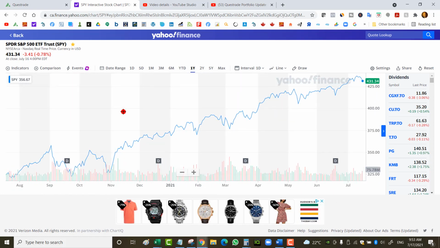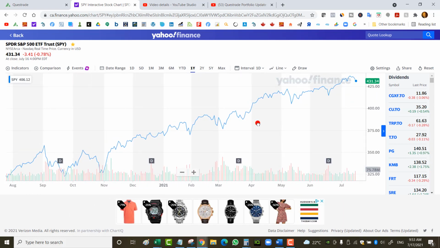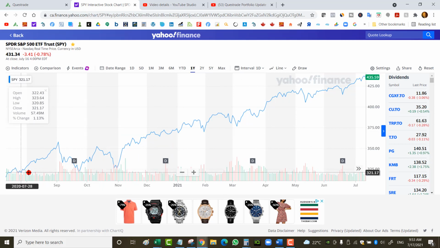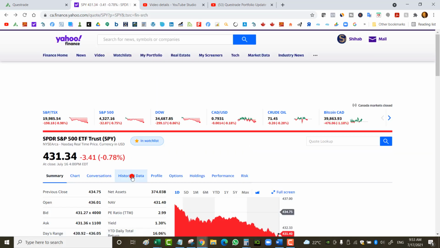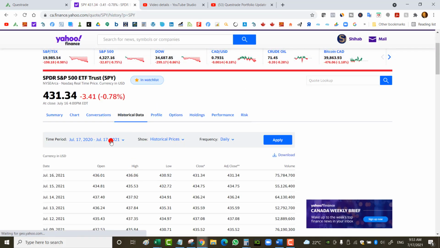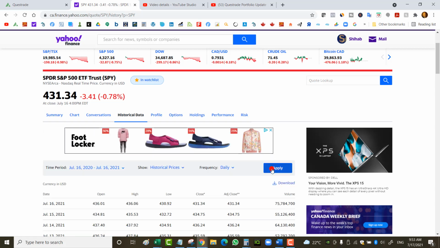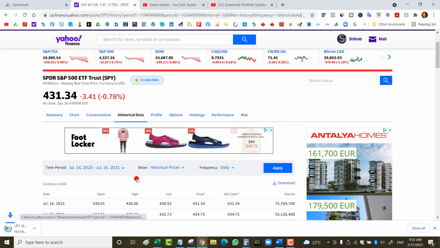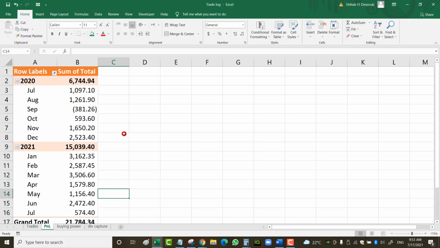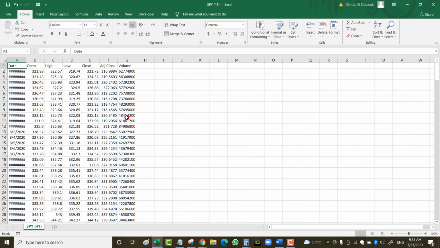Another thing I would like to mention with buying the ETF is, what if I was dollar cost averaging? What if I was buying the ETF every day, just dollar cost averaging? My return would not have been 34%. So I'm going to go to my favorite historical data here. I'm going to take a 1-year period, click apply. I'm going to download the spreadsheet, open the spreadsheet, and basically I'm just going to highlight, I guess I can just highlight the open prices.